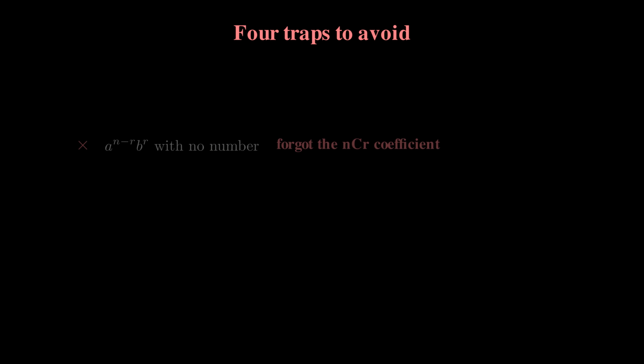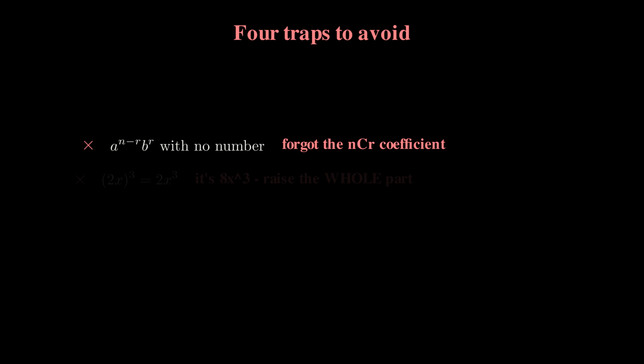Finally, the 4 traps. 1. Writing a to the n minus r, b to the r, but forgetting the n choose r in front. The coefficient is not optional. 2. Power bookkeeping. (2x) all cubed is 8x cubed, not 2x cubed. Raise the whole part, its number included. 3. Sign errors. (Minus 3) squared is positive 9, not minus 9, but (minus 3) cubed stays negative.